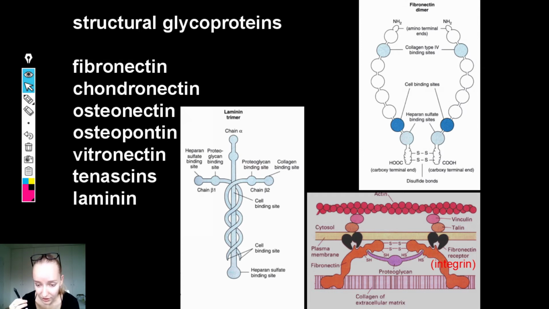When there are more structural glycoproteins in the tissue, more interconnections are made in this tissue. Just remember they're important for interconnecting everything in the matrix, and also cells to the matrix. That's why they're called structural glycoproteins. They have a very difficult structure. For example here, laminin has a very complex structure with many binding sites: a cell binding site, a proteoglycan binding site, a collagen binding site. So they create these networks between everything. For example, laminin and tenascins are in the basement membrane.